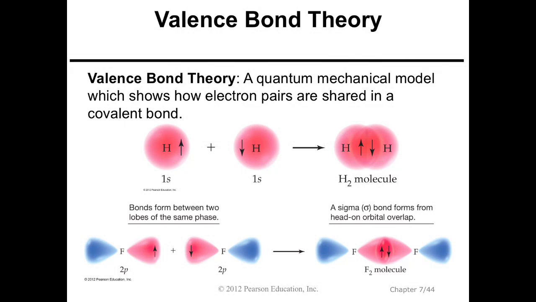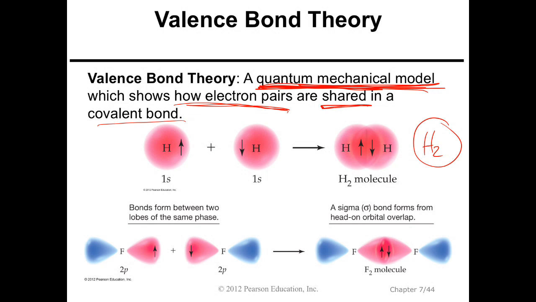And we're not going to get into really detailed calculations, since this gets really, really complicated mathematically. We're just going to do it really superficially and show you how to think about the electrons overlapping. This is just trying to describe how electron pairs are shared in a covalent bond. And the easiest example is the hydrogen molecule.